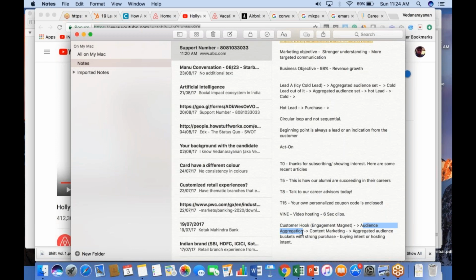with stronger purchase intent or stronger intent towards hosting on Airbnb, encouraging people to actually open up their spare bedroom or their spare villa or their spare flat as a possible place to stay, as a guest house, so to speak, as a homestay, so to speak, on Airbnb.